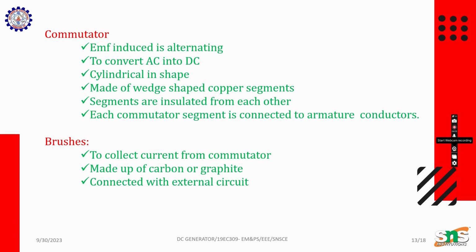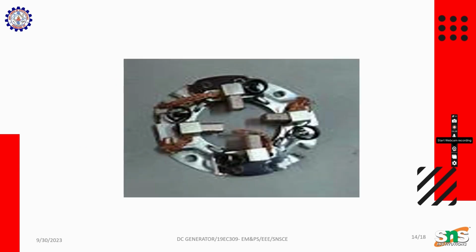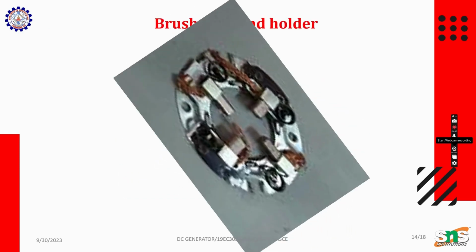Brushes are used to collect the current from the commutator. It is made up of carbon or graphite, and it is connected with the external circuit. In case of a motor, it is used to supply the power to the armature. In case of a generator, it is used to get the supply from the armature. This is the brush rock and holders.